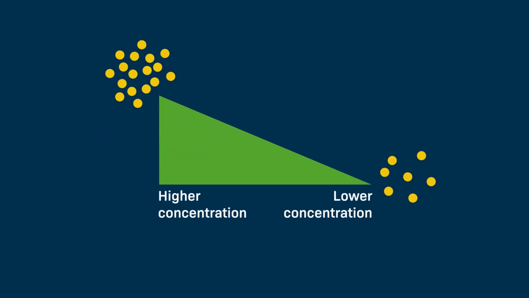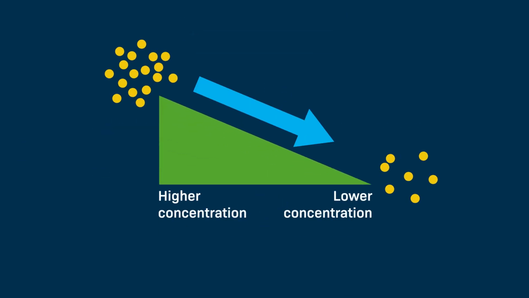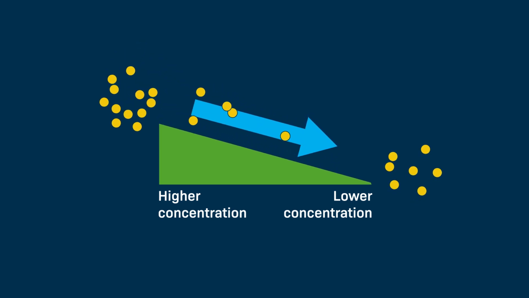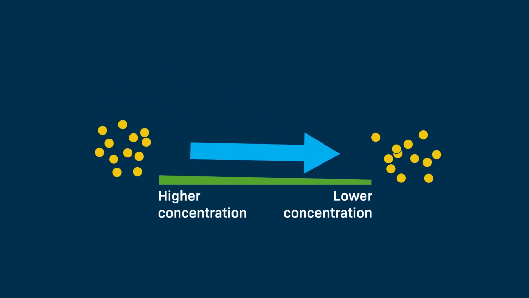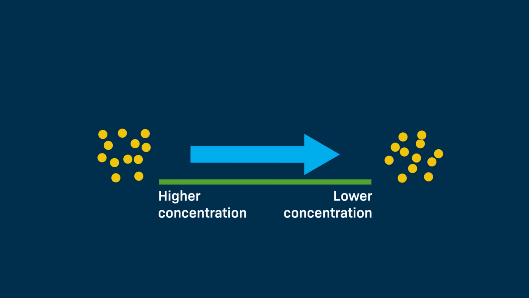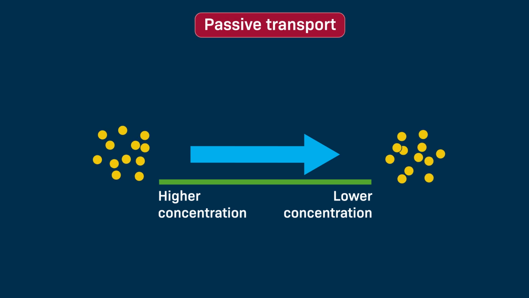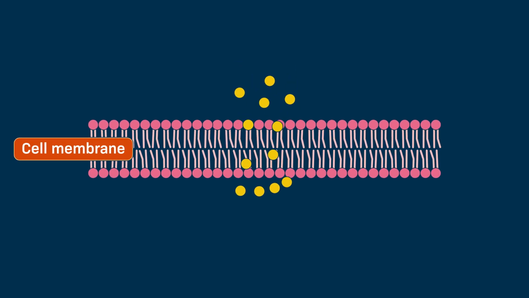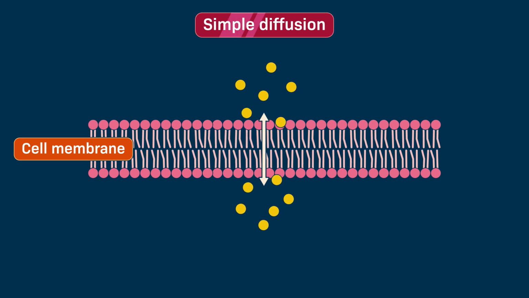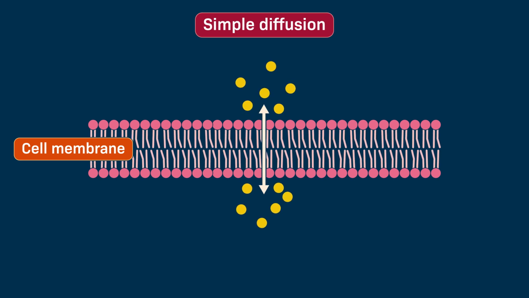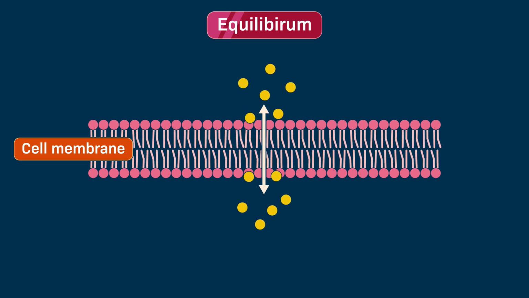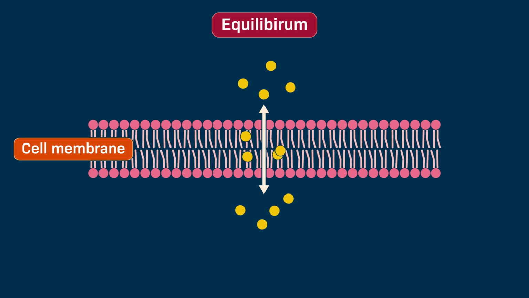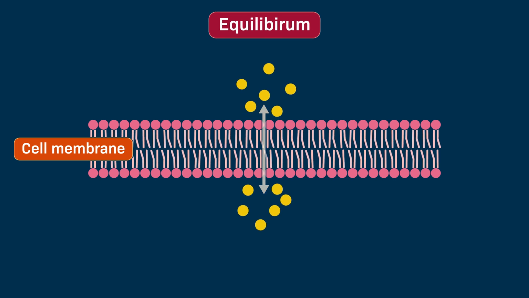This movement is powered by a concentration gradient, or the natural tendency of substances to move from areas of higher concentration to areas of lower concentration. This natural flow, which doesn't require energy, is called passive transport. Small nonpolar molecules such as oxygen and carbon dioxide can move directly through the membrane in a process known as simple diffusion. Molecules will follow this gradient until they reach equilibrium, when both sides of the membrane have equal concentrations.